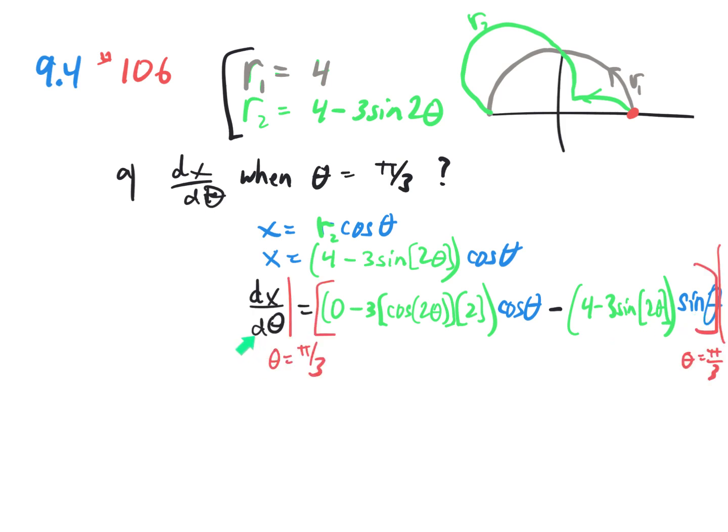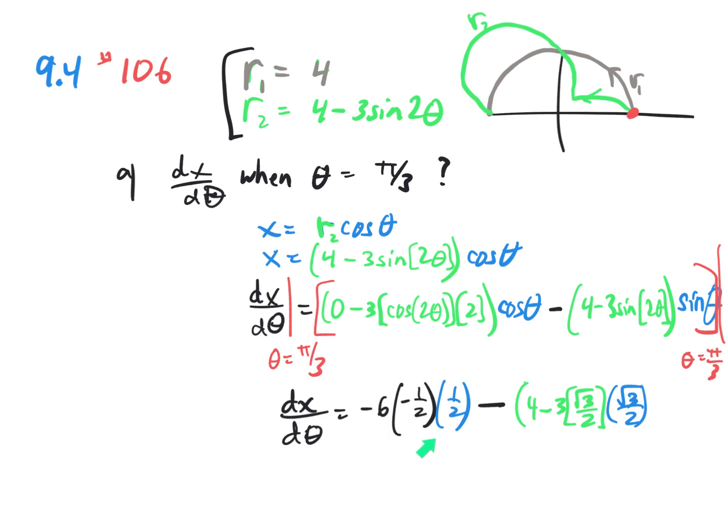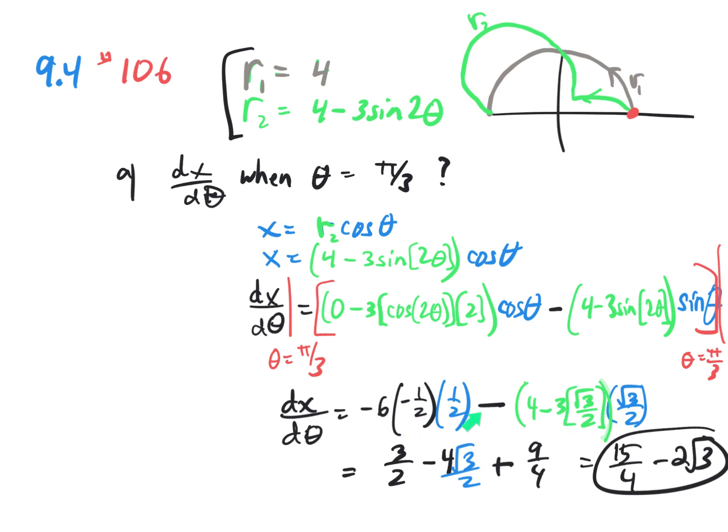And what is that value when theta is pi over 3? Let's plug pi over 3 into this entire expression. So we're left with that after we substitute in pi over 3, and this simplifies to that, which is 15/4 minus 2 root 3. So dx/dθ, when theta is pi over 3, is 15/4 minus 2 root 3.